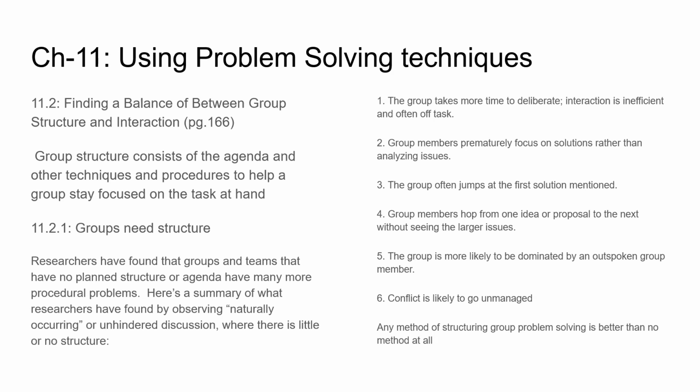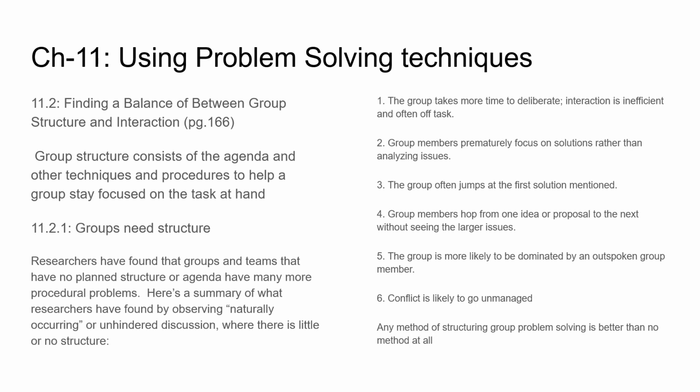So group structure consists of the agenda and other techniques and procedures to help a group stay focused on the task at hand, right? So structure is like the agenda, the list of things you want to do every day, every meeting, and other techniques and procedures that help groups achieve things, because you're focused on the task only. I think about the horse that has the blinders on. They can only look at and focus on their task, walking where the carriage person wants them to go.